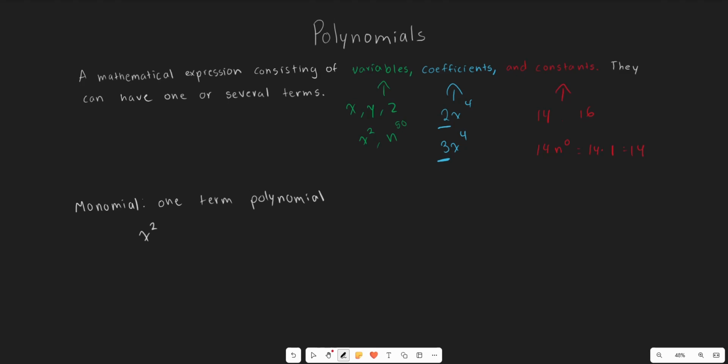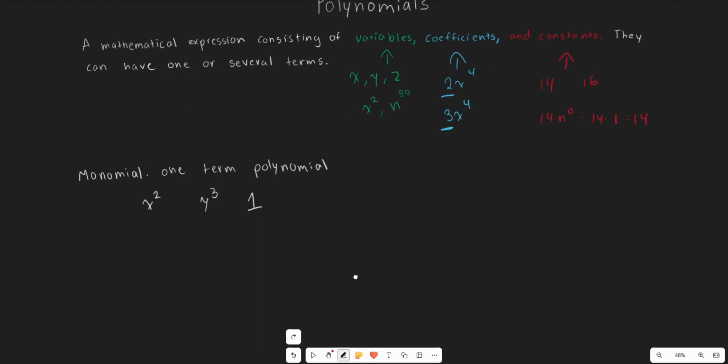A term basically means that it's separated by an operation. So like x squared plus y, those are two terms because they're separated by the operation here. So x squared is a one-term polynomial. y cubed is a one-term polynomial. 1 is a constant, and that's a one-term polynomial because we have 1x to the 0. You can see it like that, or just like 1, because the definition says polynomials can have variables, coefficients, and constants. Is 0 a polynomial? Well, yeah, it's called the zero polynomial.